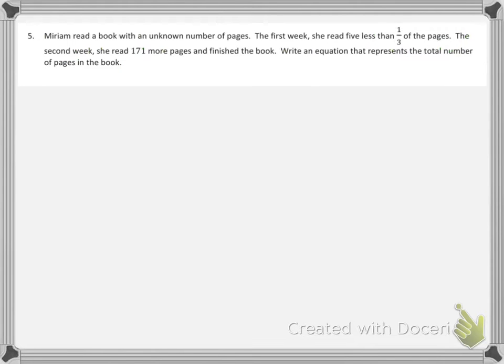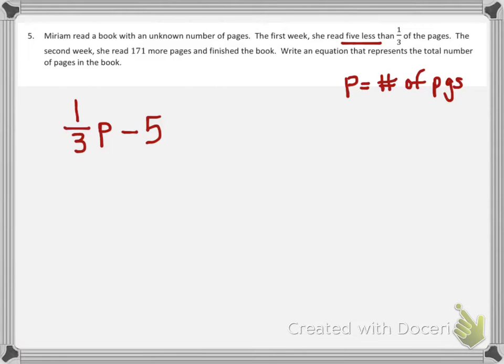All right. Exercise 5. Miriam read a book with an unknown number of pages. Okay, I'm going to stop right there. I'm going to say P equals the number of pages in the book. The first week, she read 5 less than 1/3 of the pages. So I'm going to take 1/3, of means multiply, so 1/3 times the number of pages. And I want 5 less, so that's minus 5. The second week, she read 171 more pages.